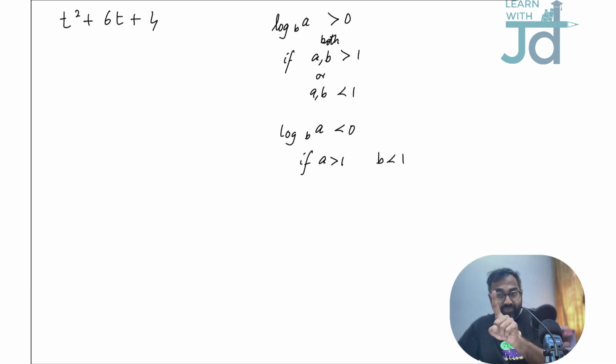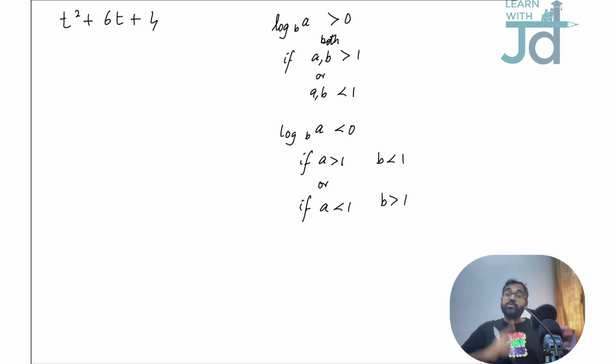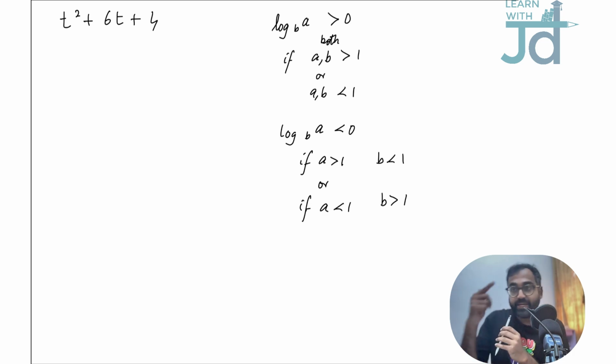Sorry, if a is greater than 1, then b will be less than 1. Or if a is less than 1, then b will be greater than 1. This is very important. Calculus में भी हमको पता होना चाहिए कि log of this base, this is positive or negative. इतना तो sign convention तो आना चाहिए. And this is the main thing. And when I upload my basic maths and log one day, that time I have explained this properly how it comes in. Okay. So this is the theory.